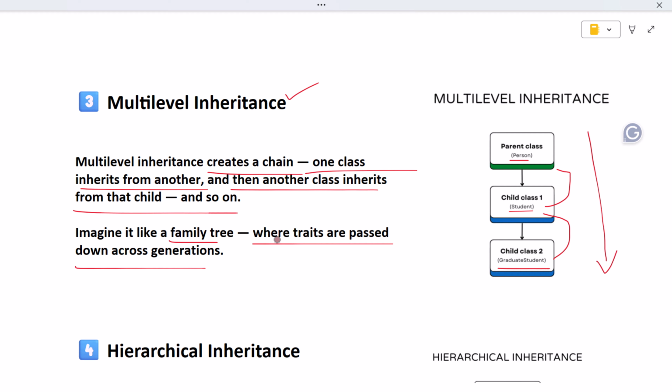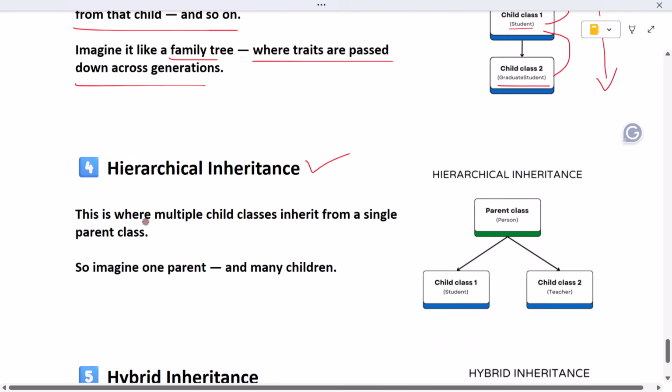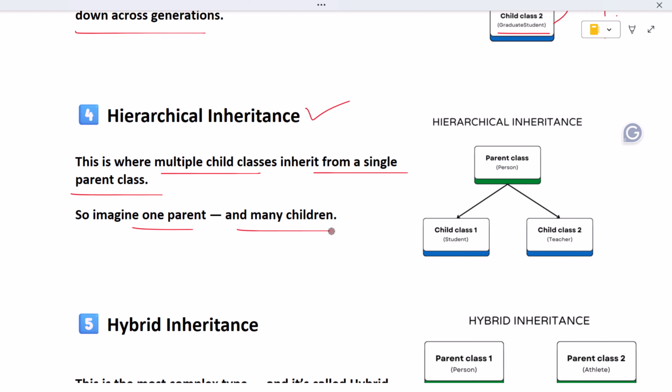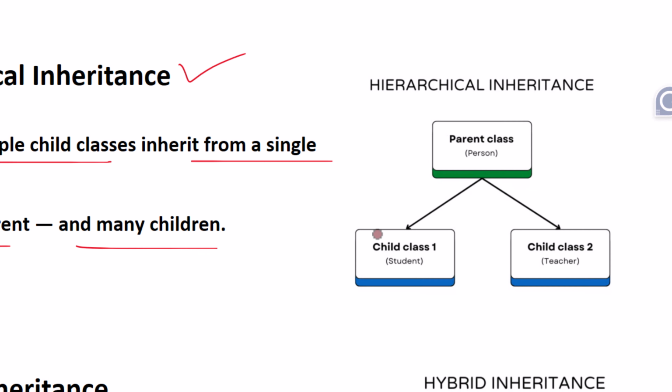Next, hierarchical inheritance. This is where multiple child classes inherit from a single parent class. So imagine one parent and many children. Look at the diagram now. At the top we have a parent class, person. Below that we have child class 1, student, and child class 2, teacher. Both arrows point up to the same person class.